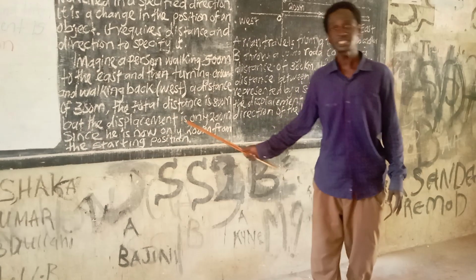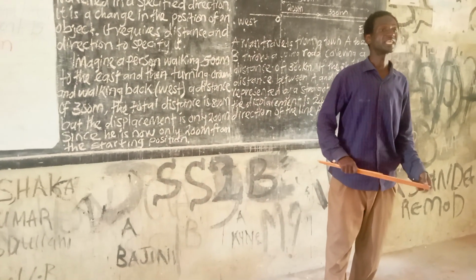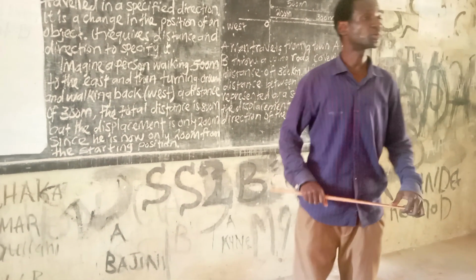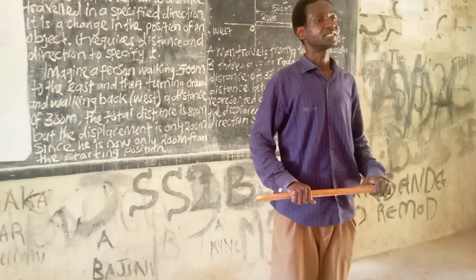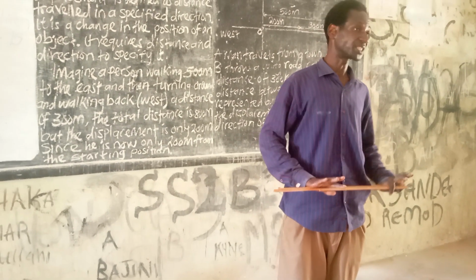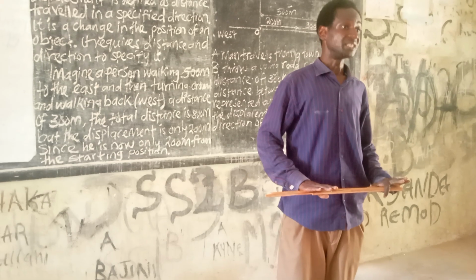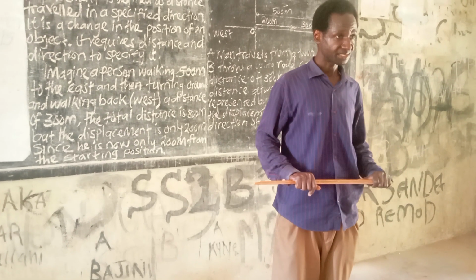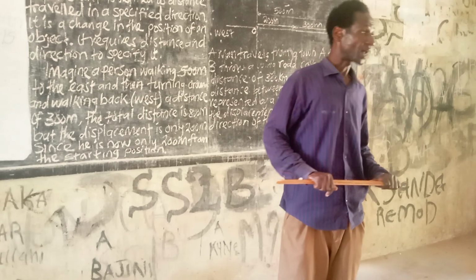The total distance covered by the person is 800 meters, but he's only now 200 meters away from the starting point, and that is the displacement. That is example number 1.